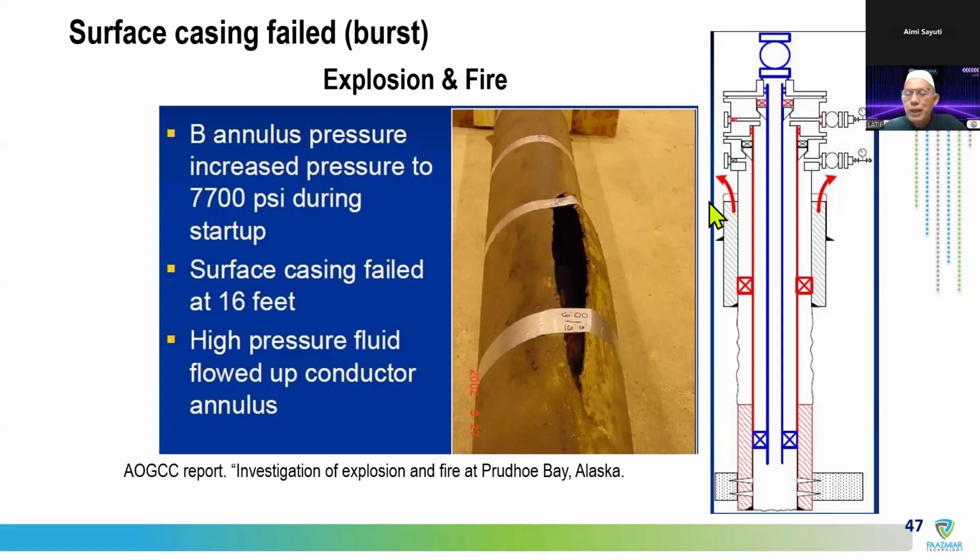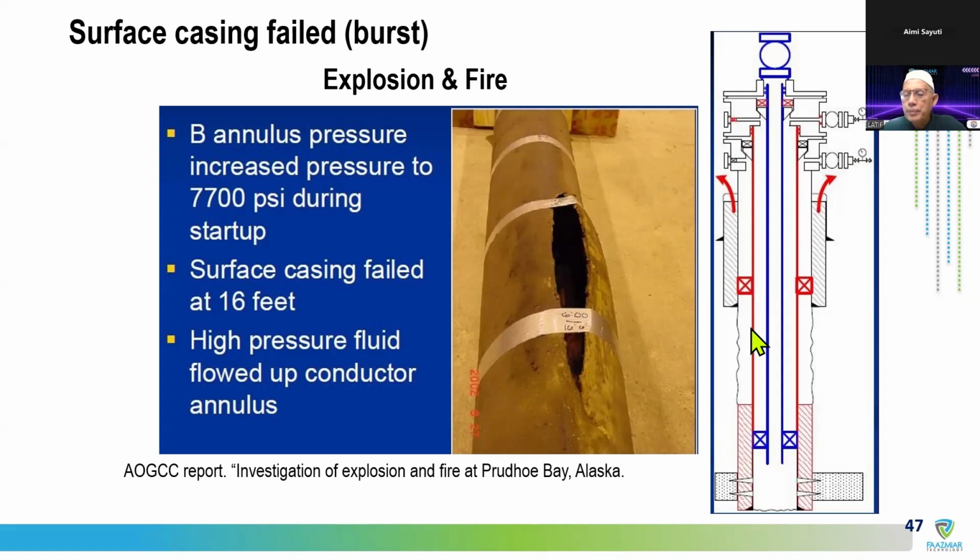Okay, surface casing failure is bursting at the top. What happened in this well, I think somewhere in the North Sea, Alaska, is that they had a trap system where the casing has a seal here, and they don't have a valve that can be plugged above.